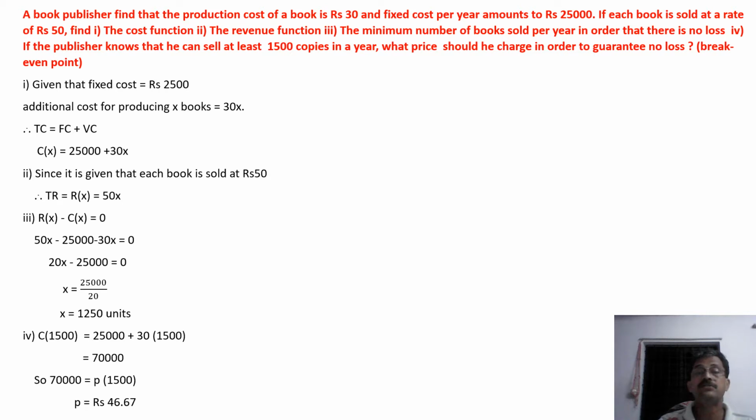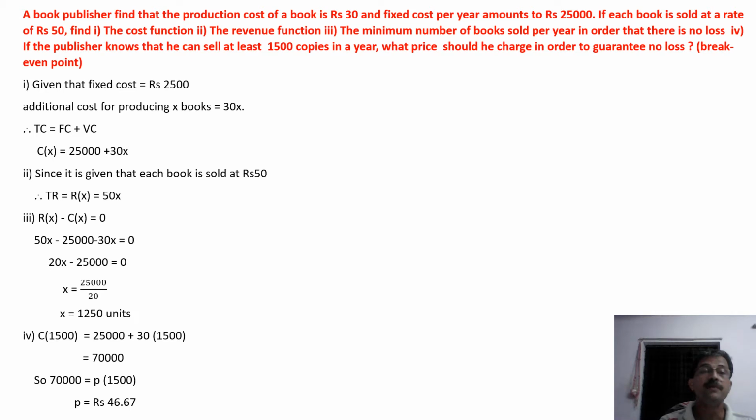Now each book is sold at a rate of 50. So 50x is the revenue function. Total revenue is 50x. Then to answer the third part, minimum number of books sold per year in order that there is no loss. For no loss, total revenue must be equal to total cost. So we get x is equal to 1250. So if we sell 1250 books, then the publisher will get no loss.